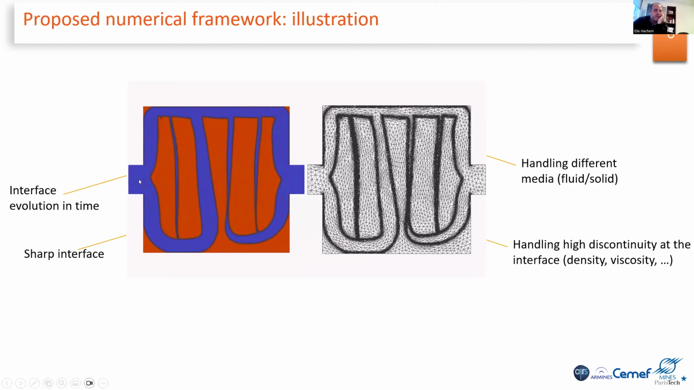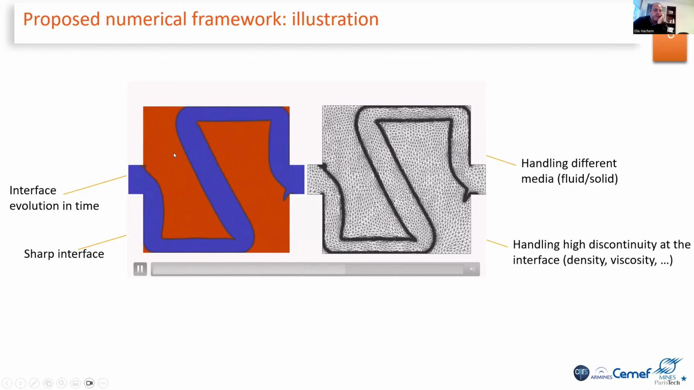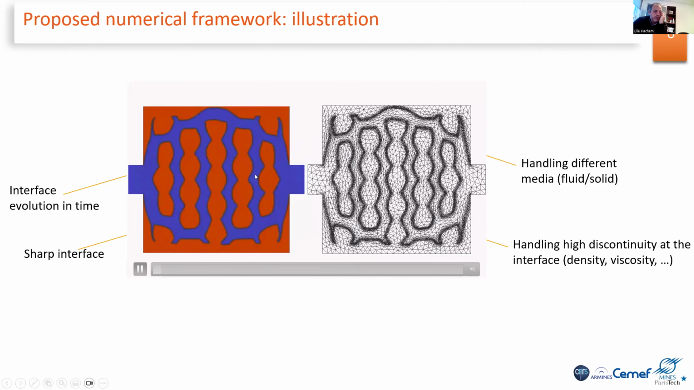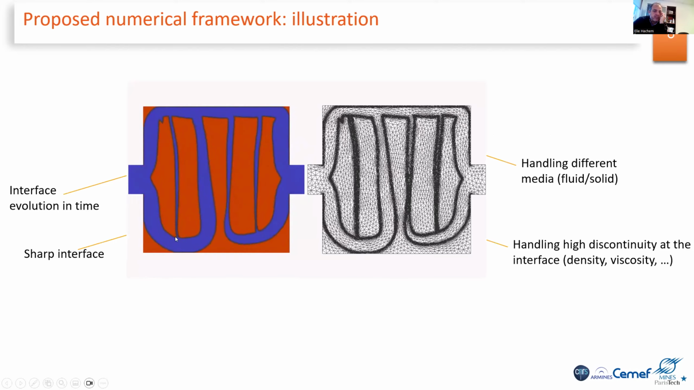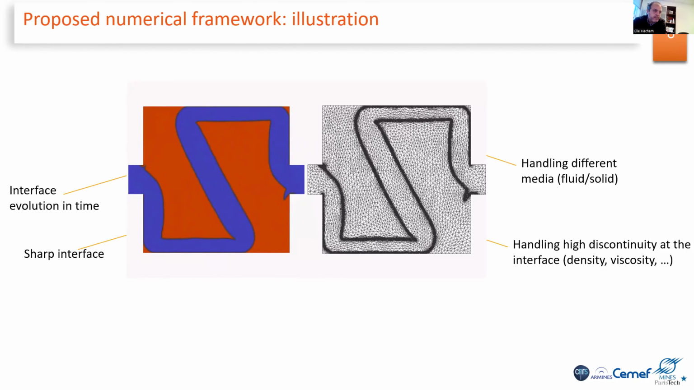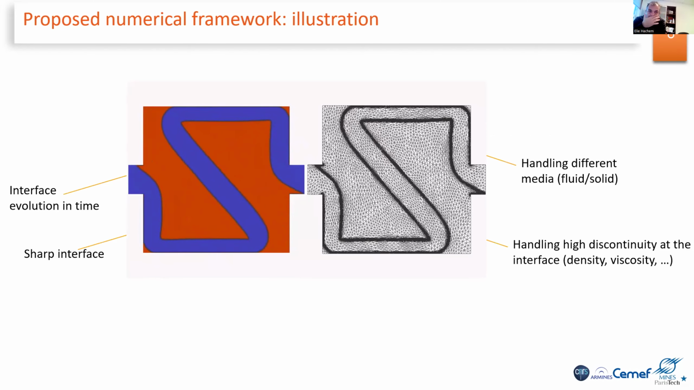So you have the inlet from this side and the outlet from this side. This is a very nice example where you have the fingers, and now you let the fingers go further away with this Z shape. Just an illustration. We will comment on it later. But you have here the evolution in time. You have the sharp interface.